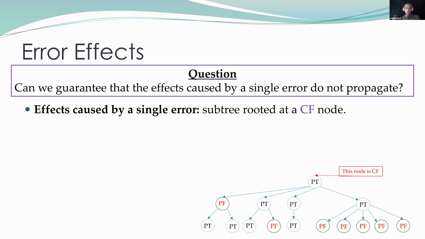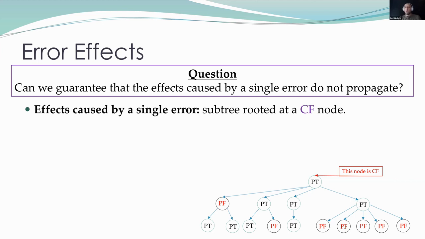So now let me discuss a bit about our results. So let's go back to the original meta question we had and make precise sense of it in our model. Right? So we ask, can we guarantee that the effects caused by a single error do not propagate? So what are the effects caused by a single error in our model? An error is represented by a conditionally false node, with the hidden label CF, and the propagation, or everything which is caused by that error, is all the false nodes which reside in the subtree rooted at that node.